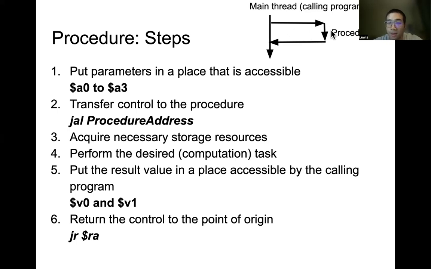And then for the procedure, the CPU needs to allocate some storage, which is inside the stack that we will see later. And then the CPU just follows the instructions of the procedure, gets the data, and gets the output. Those outputs will be stored inside V0 and V1. And then the bottom arrow returns control to the main thread by using jump register, which jumps to the return address that's stored inside RA.